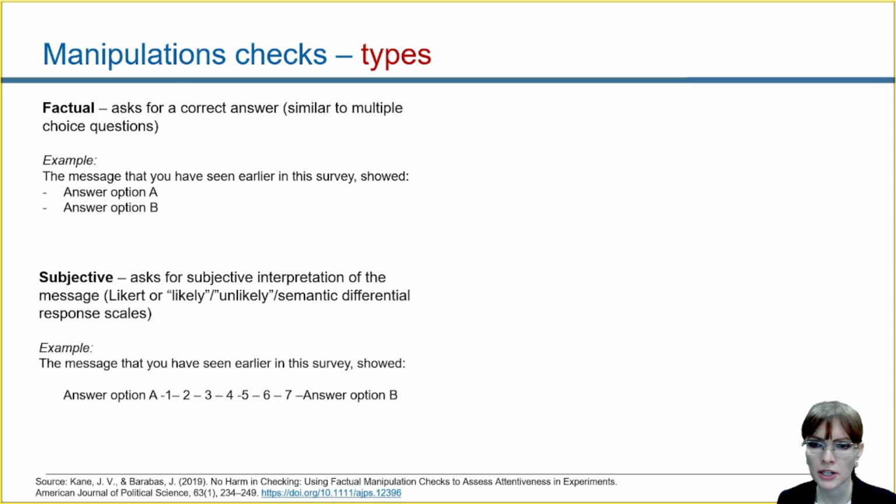Manipulation checks can also be subjective, and they are called subjective because it depends on a person's interpretation of the message. We usually ask them to agree or disagree with a statement, which would be an example of a typical Likert scale, or it could be likely or unlikely, or a semantic differential scale. So here it won't be an example of multiple choice, but a more continuous, ordinal sort of level of measurement. And you can anchor your answer option A to one end and option B to the other end. Now, let's have a look at an example to make it more practical.